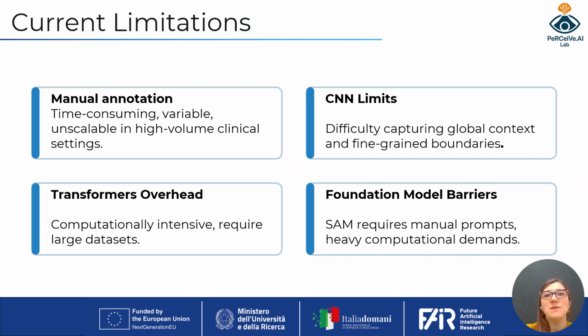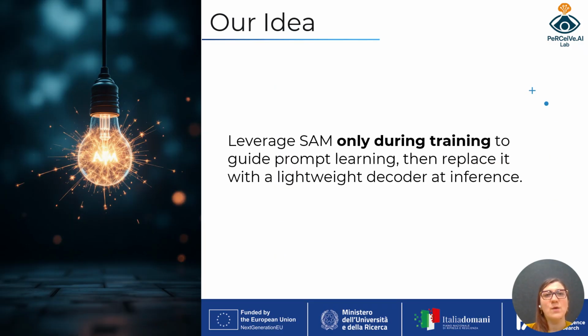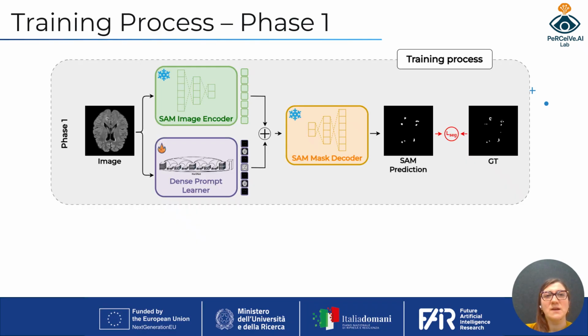The question becomes, how do we extract the capabilities of large models without the computational burden? Our idea was to use SAM only during training to teach a neural network how to automatically recognize MS lesion patterns. Then, at inference time, replace SAM with a lightweight model that already knows what to do. So we divide the training into two phases.